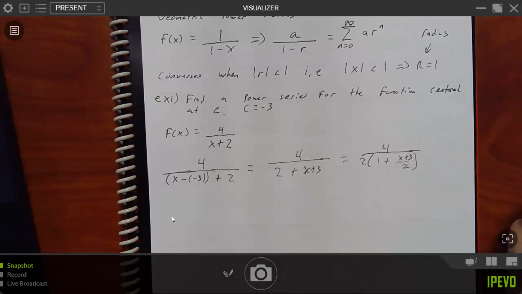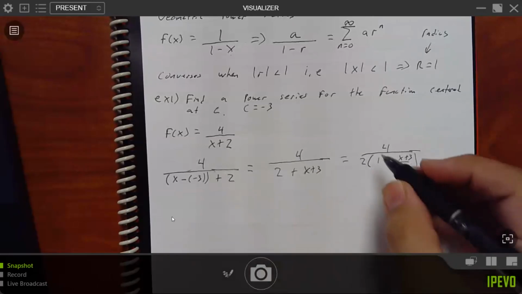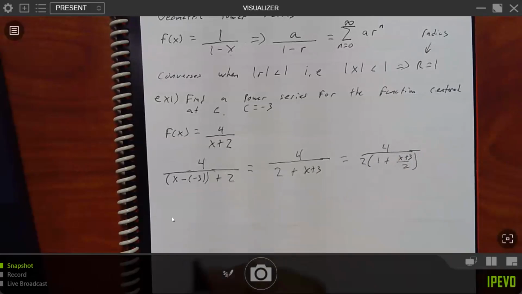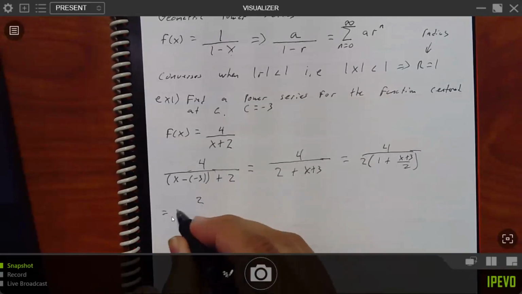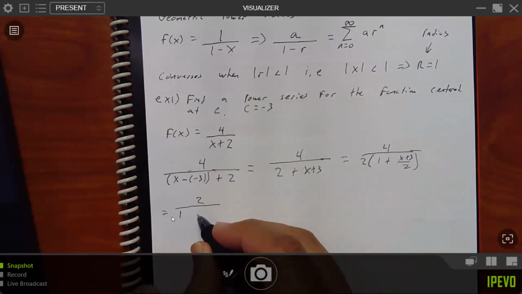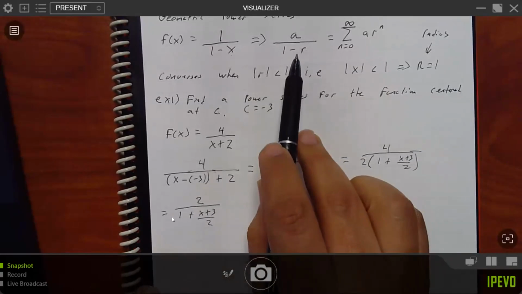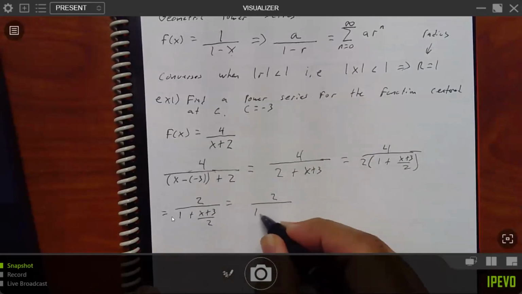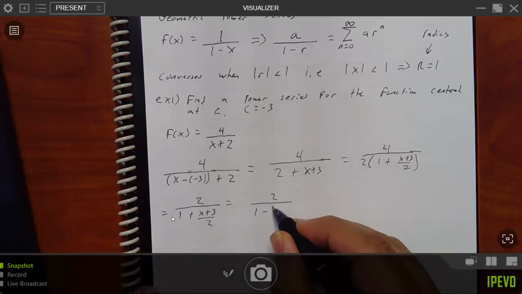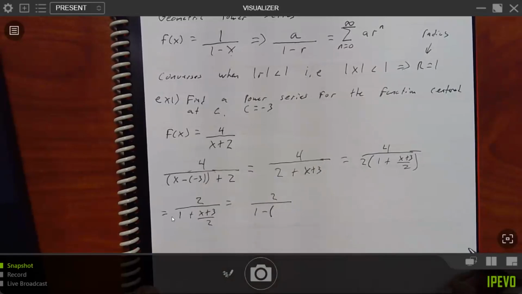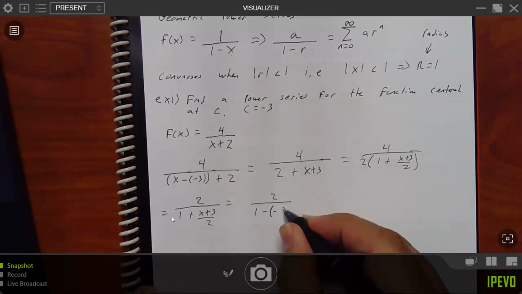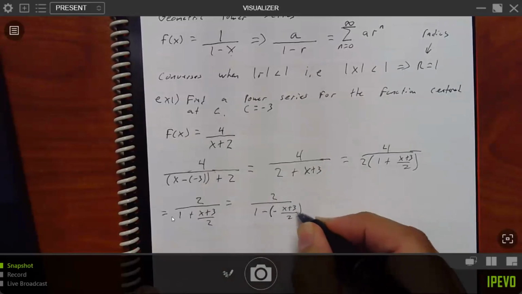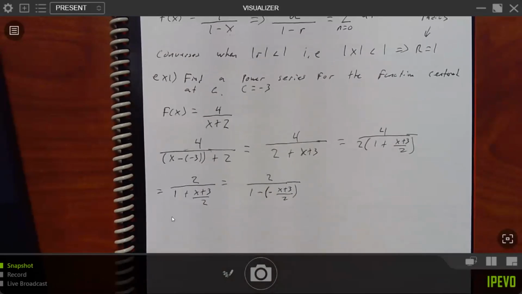You agree? Which will then reduce this 4. So now I have 2 over 1 plus x plus 3 over 2. But I need it to be minus. So I'm going to do minus, minus. We're just doing weird algebra. So make sure you haven't actually changed anything.